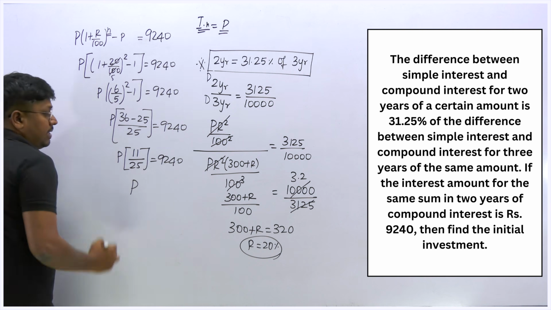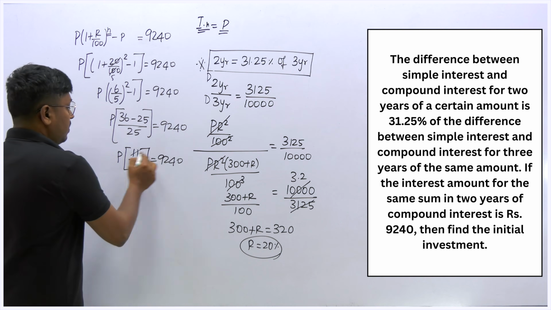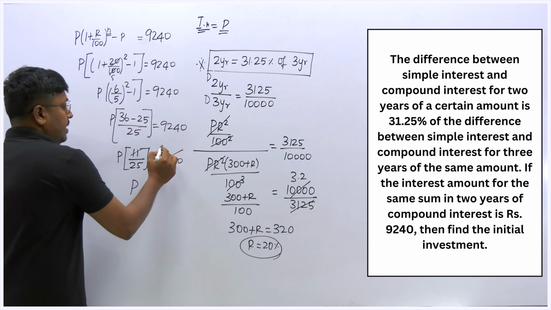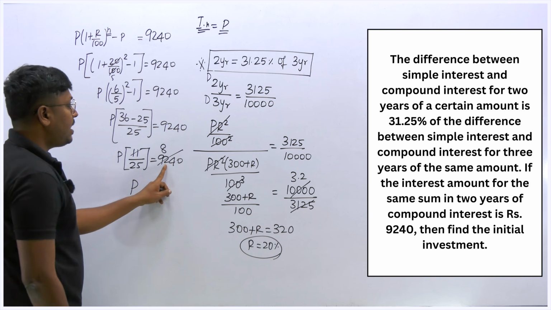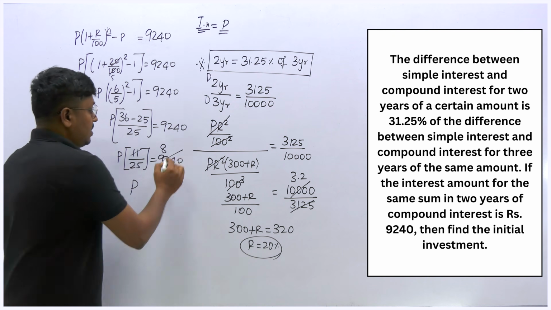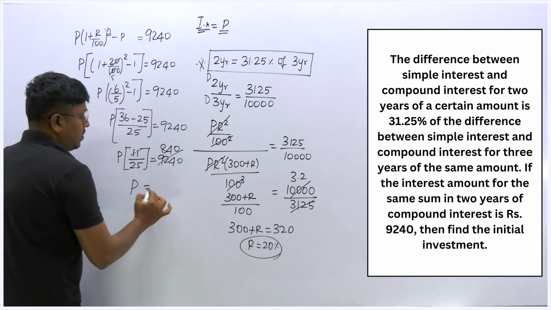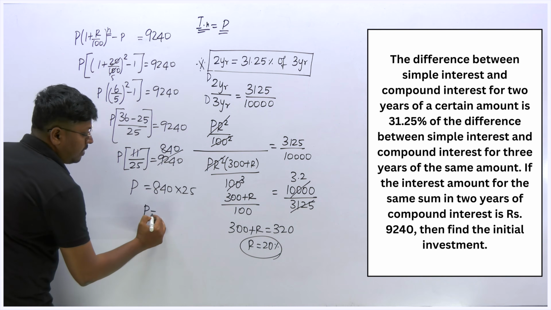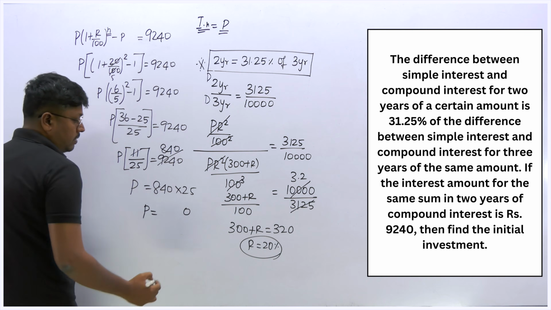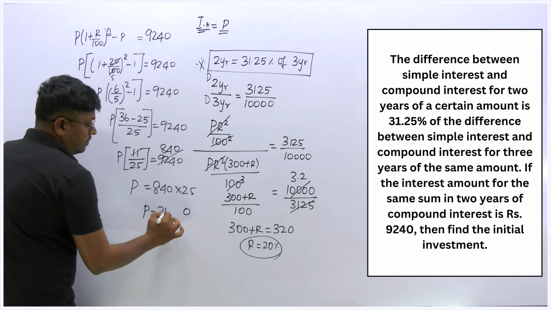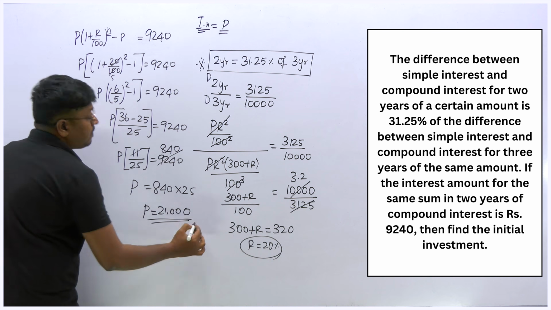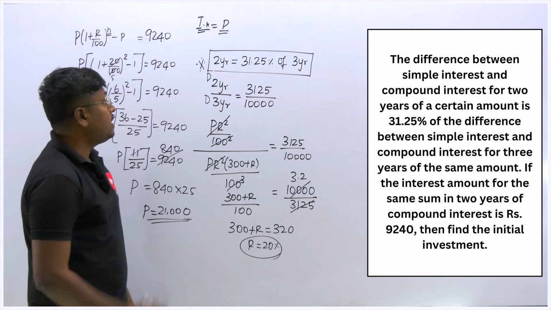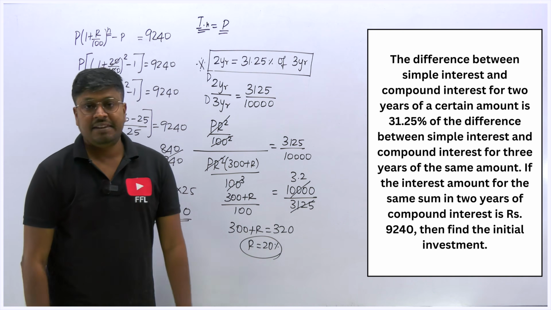So for the principal, I think we can cancel it. This will be 8 times 88, so remaining will be 44. This will be 4 times 40. So 840 into 25. So the principal will be 21,000, right? So 21,000 will be the principal amount that the person invested here.